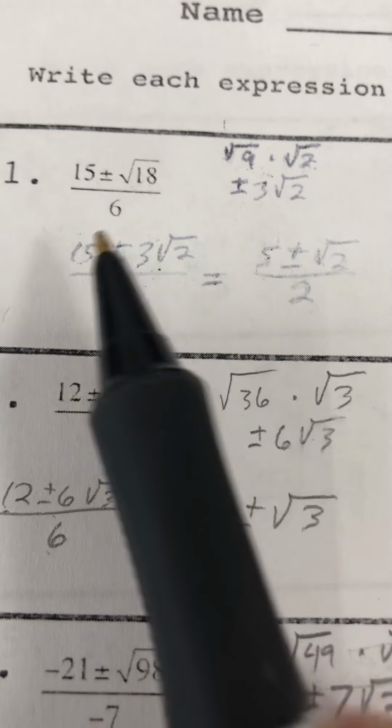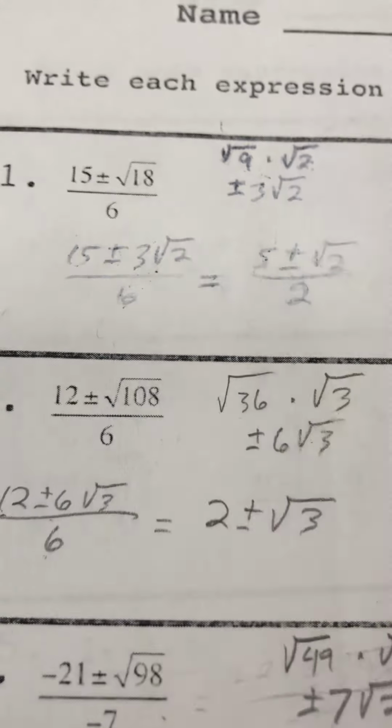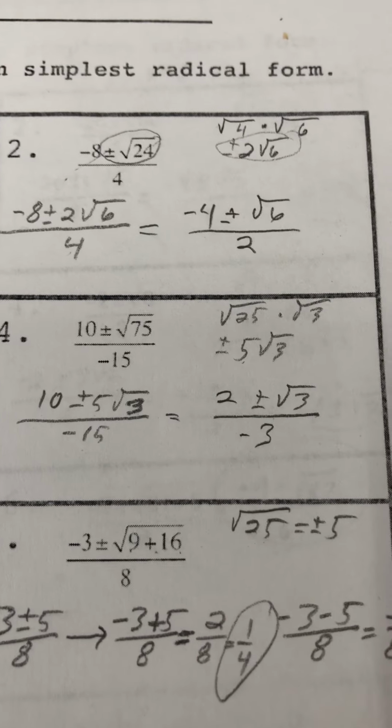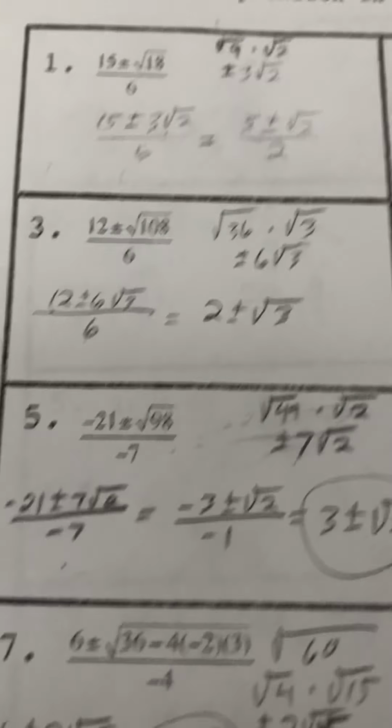Remember to simplify only if you have 3 numbers there that you can do that with. There's number 2 for you. You could pause that and take a look at it and kind of decipher that.